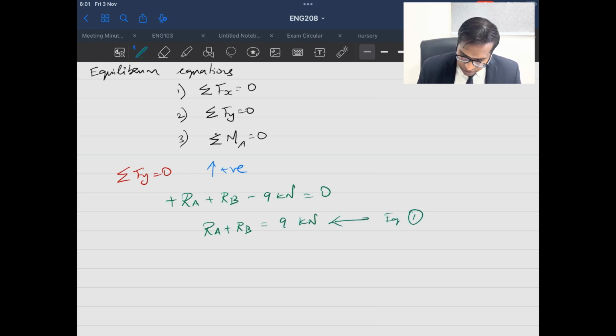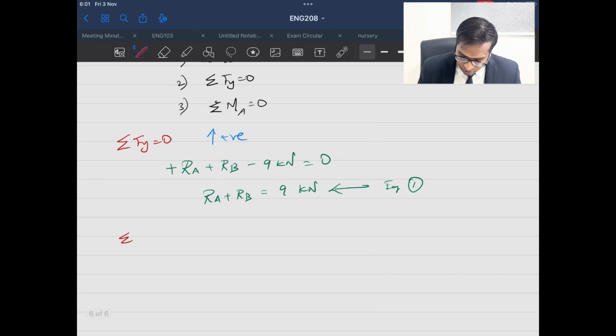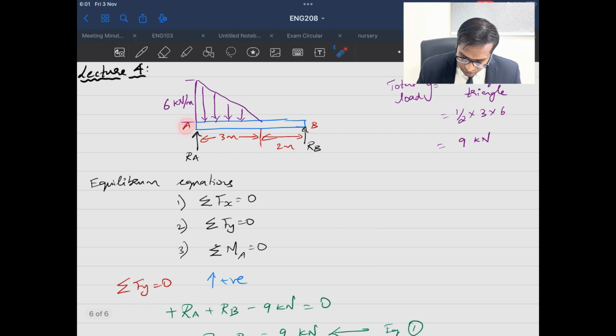In the second equilibrium equation, I will consider the summation of moments at any point equal to 0. Let me consider point A. If I consider point A, the forces that will cause moments are the applied load and the reaction RB. RA will not cause a moment because it is acting at the same point. If a load is acting at the same point, it can cause only translation. It cannot rotate. Please understand that.